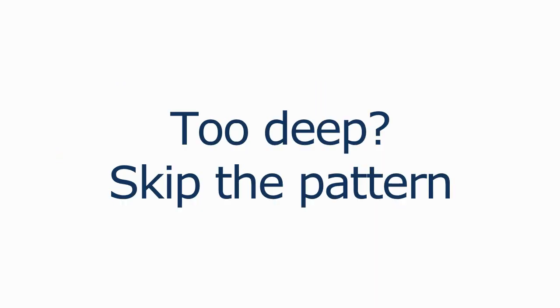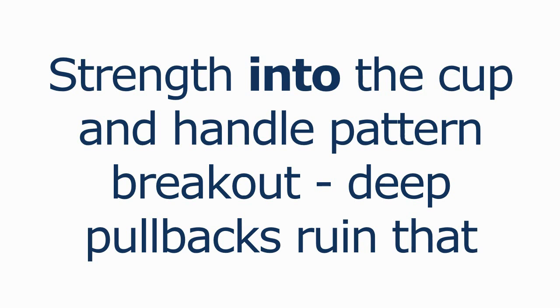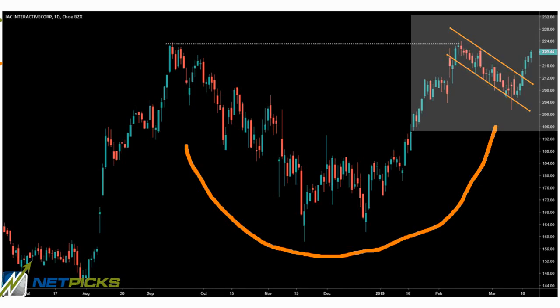If price falls too deep, it's probably going to demoralize the buyers, and the edge in the pattern is going to be gone. So essentially, we want strength into the cup and handle pattern breakout, and deep pullbacks can negate that. So the cup forms as price hits up against resistance, and the handle forms as price pulls back from that level. So now what do we do?